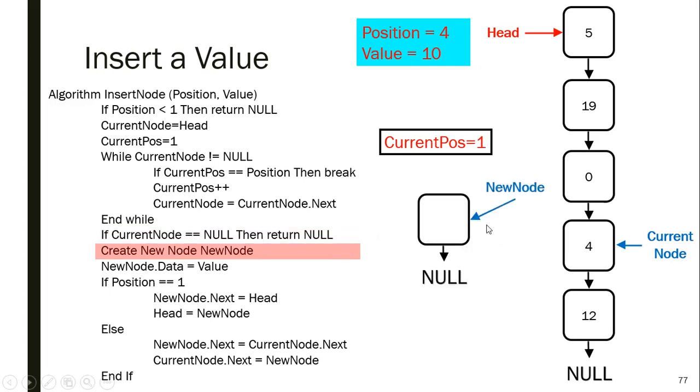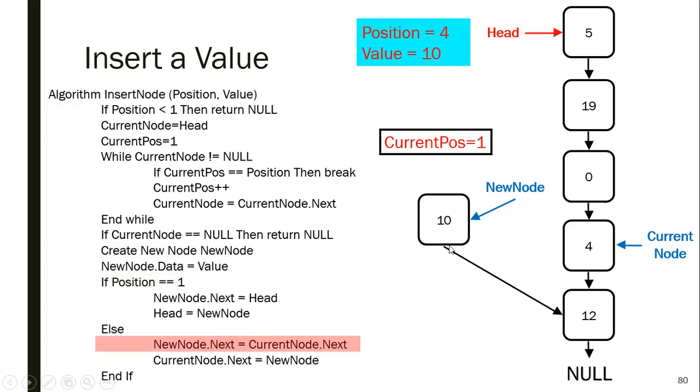We will create a new node and we will assign this value 10. So position is not 1 in fact, position was 4, so it means we want to insert at the middle or at the end, so this else portion will be executed. In the else portion, new node dot next will be current node dot next. So current node dot next will be assigned as new node dot next. So new node dot next will be pointing towards the next node of current node. So it will be pointing towards this.